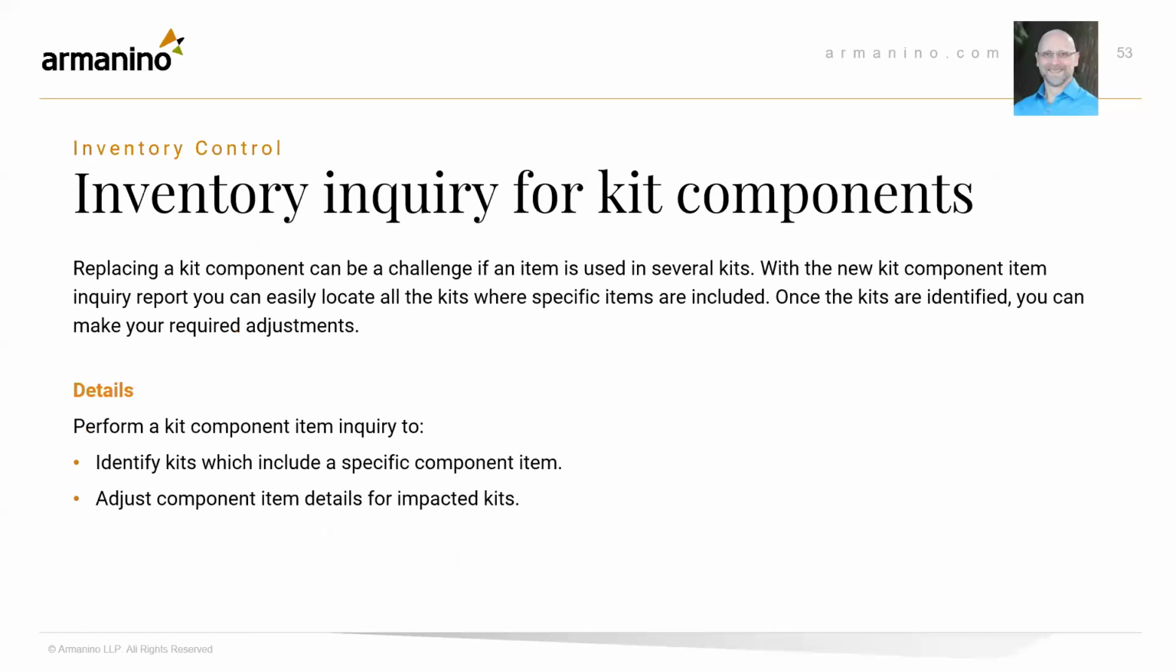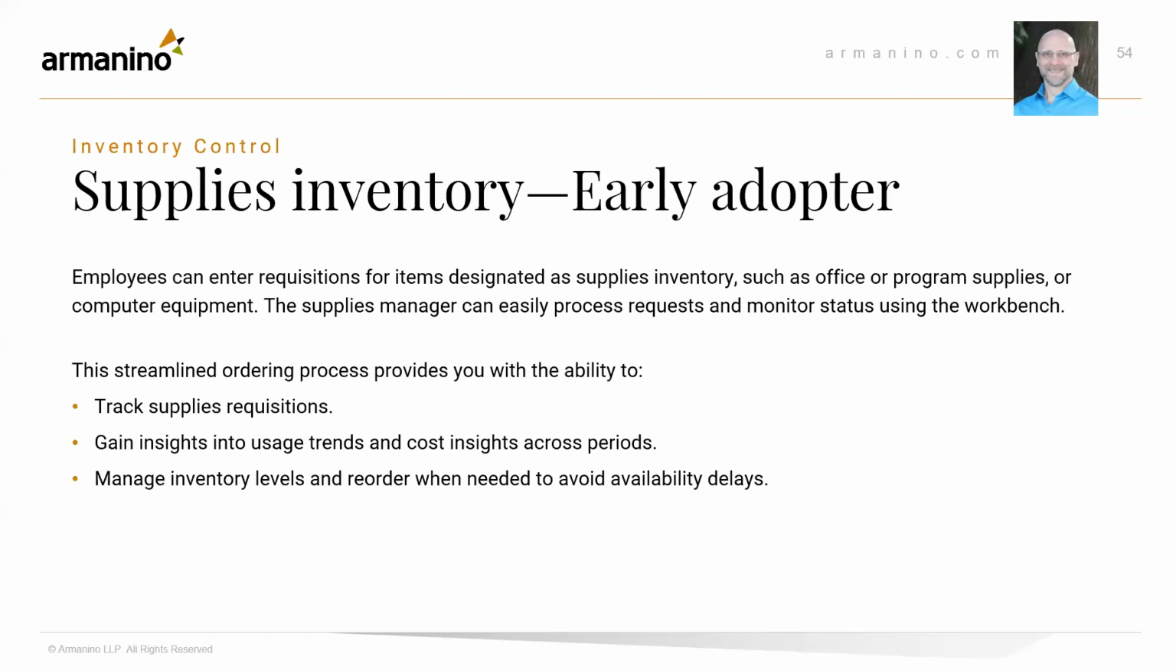Inventory control. There's an inventory inquiry for kit components. Replacing a kit component can be a challenge if an item is used in several kits. With the new kit component item inquiry report, you can easily locate all the kits where specific items are included. Once the items are identified, you can make your required adjustments. So you can perform a kit component item inquiry to identify kits which include a specific component item and adjust component item details for impacted kits.